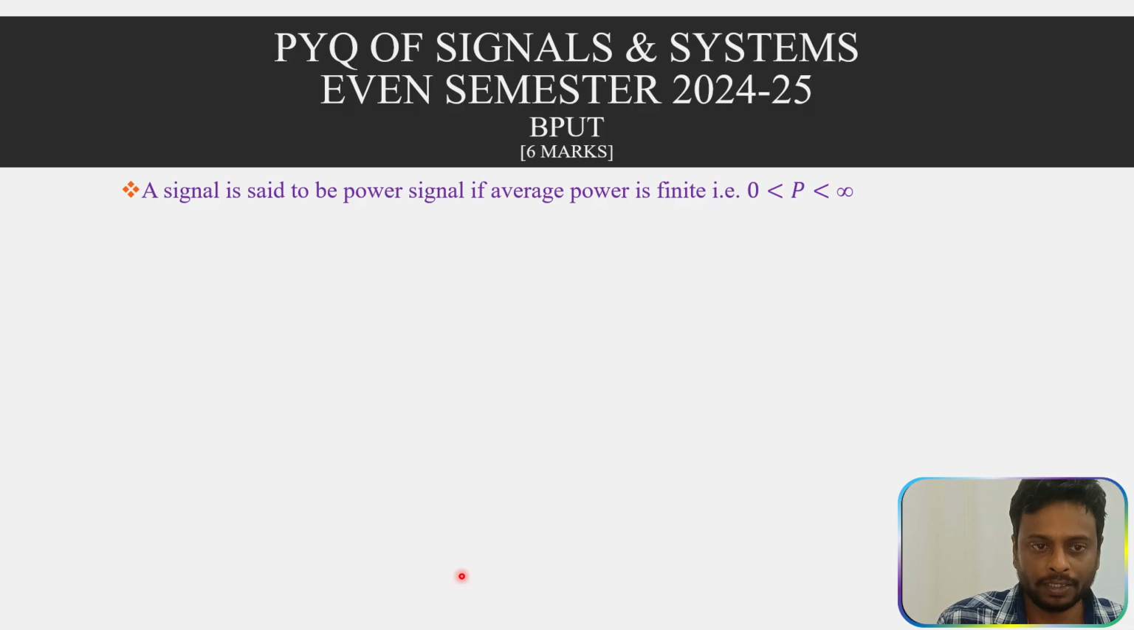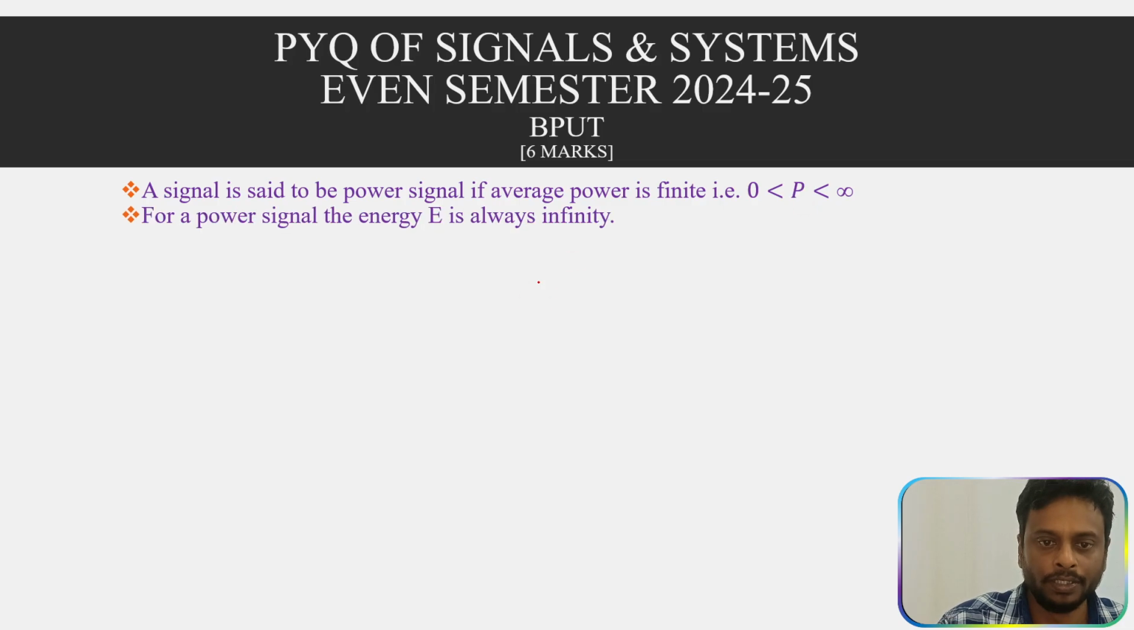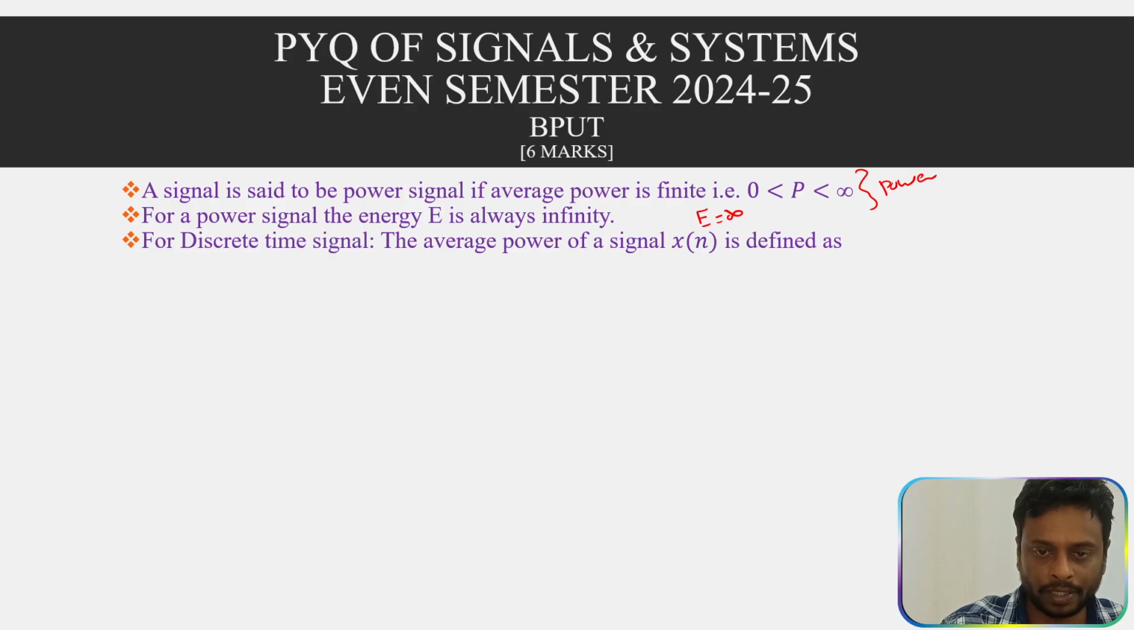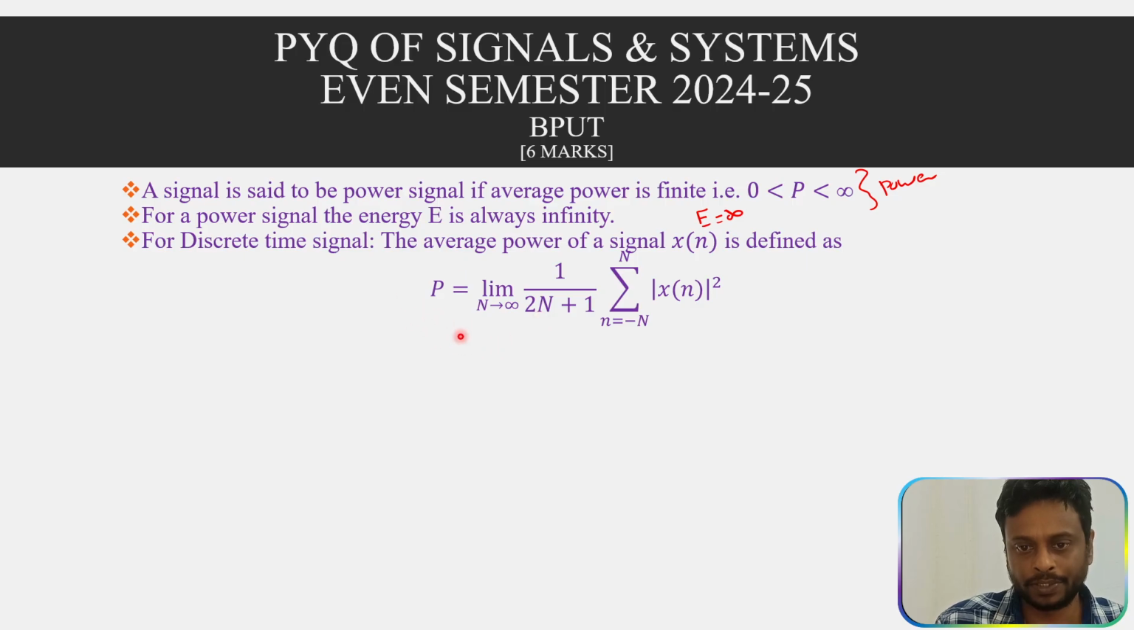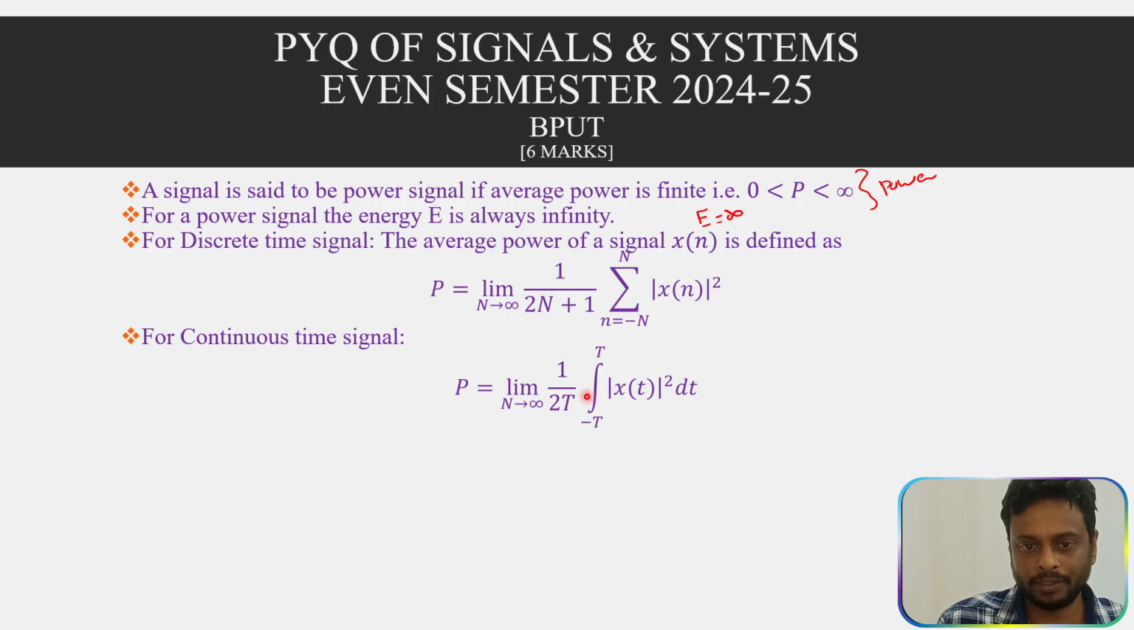Next one is power signal. If a signal is said to be a power signal, its average power is finite. In this case, the energy is equal to infinity. So the energy is infinity and power is finite, then it is called the power signal. In this case also there are formulas for finding the power. For a discrete time signal, the average power of x of n is defined by this equation. Similarly, for the continuous time signal, this is the average power, where x of t is the continuous time signal.